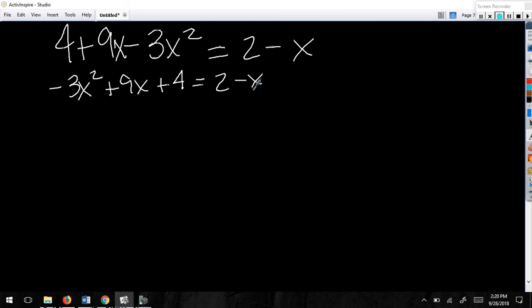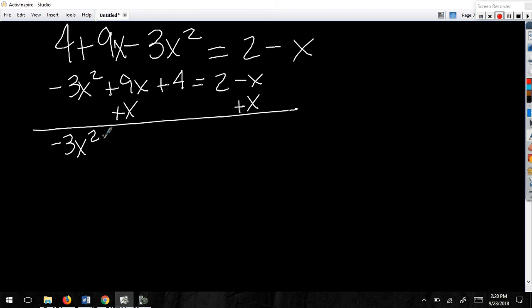Can you combine like terms? Which one? What do you want to move? Add the X. I hear add the X. Samara, that's right. Add the X. Yes, make sure you add it with the like term. So I've got negative 3x squared plus 10x plus 4 equals 2.